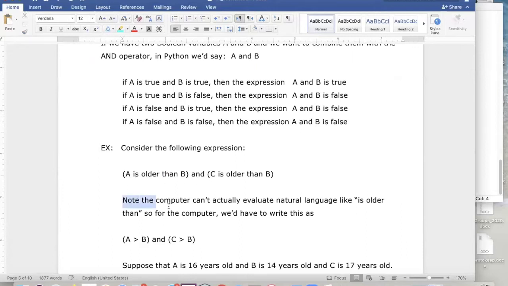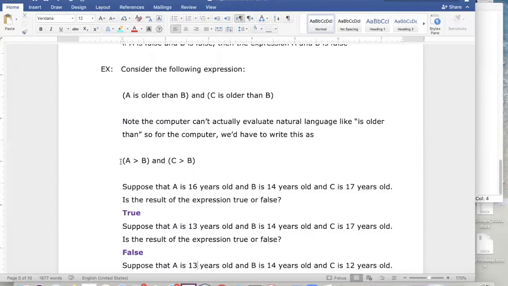Now notice that the computer can't actually evaluate natural language like "is older than." So for the computer, we'd have to store the age of person A and the age of person B and the age of person C as numeric information, and then we could apply the relational operator greater than to those numeric values. So answering this compound question, is A older than B and is C older than B, would look like this if we typed it into Python. We'd say A greater than B and C greater than B.